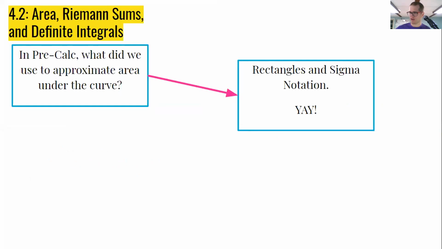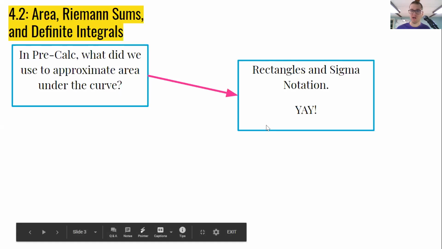Because while it's fine and all to find the areas of rectangles, sometimes it's just a pain in the butt. Especially the more of them there are, the more of a pain it is to calculate. So sigma notation helped us automate that process so we didn't have to do that.